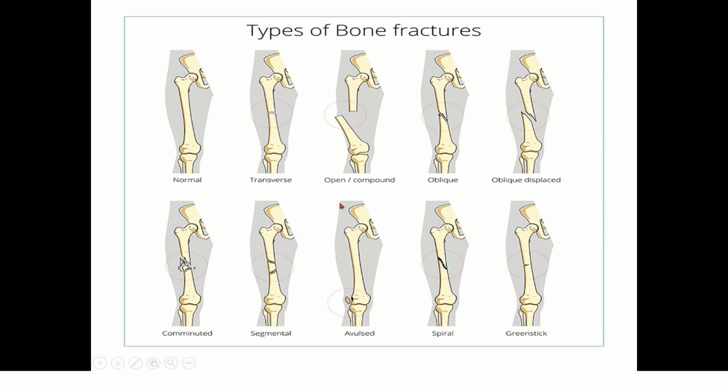Like you can see a transverse fracture. You can see an open fracture where the fractured bone fragment is exposed to outside. You can see an oblique fracture. You can see an oblique displaced fracture. You can see comminuted fracture. You can see a segmental fracture. You can see an avulsed fracture. You can see a spiral fracture, and you can see a green stick fracture. There is no complete fracture, only some part is fractured.